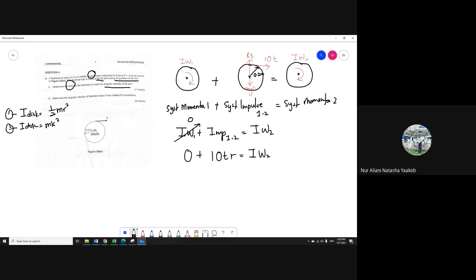I this, MK squared. Yes, that is correct. Good. So basically, we have to use I equals MK squared. Yes, so let's calculate that.